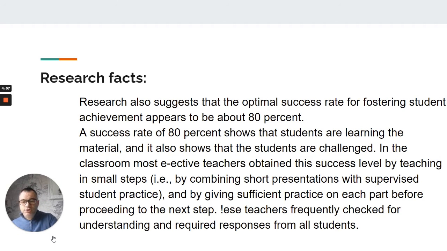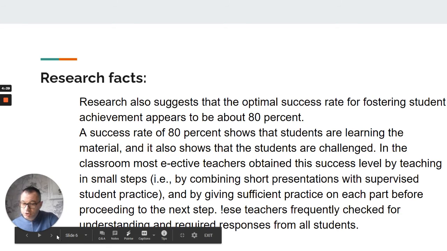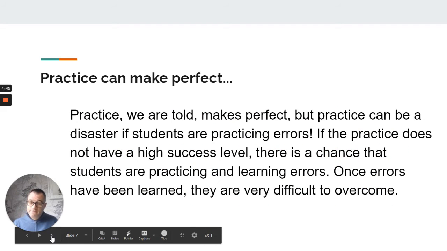So the 80% is the key figure here for Rosenshine and the research behind it. It's about effective teachers teaching in small steps, combining short presentations with supervised student practice. Now, a word of caution here. Under remote learning, that supervised student practice isn't always available to us. So we do have to be a bit flexible here to make it work for us. So that practice comes at home remotely. And I'm going to share with you 3 apps that I use on a regular basis to help my own teaching understand how and where my students are. I do not want my students not hitting that 80%.